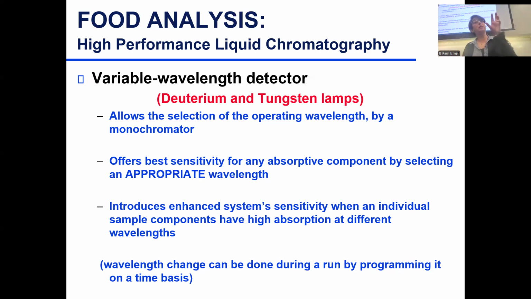Right, but every detector has a lamp. Because even the photodiode array detector, you're measuring absorption of light, but you're measuring absorption of light using three-dimensional data: time, wavelength, and absorption. Tungsten? No, it's deuterium. Tungsten is for visible light, deuterium is for UV.